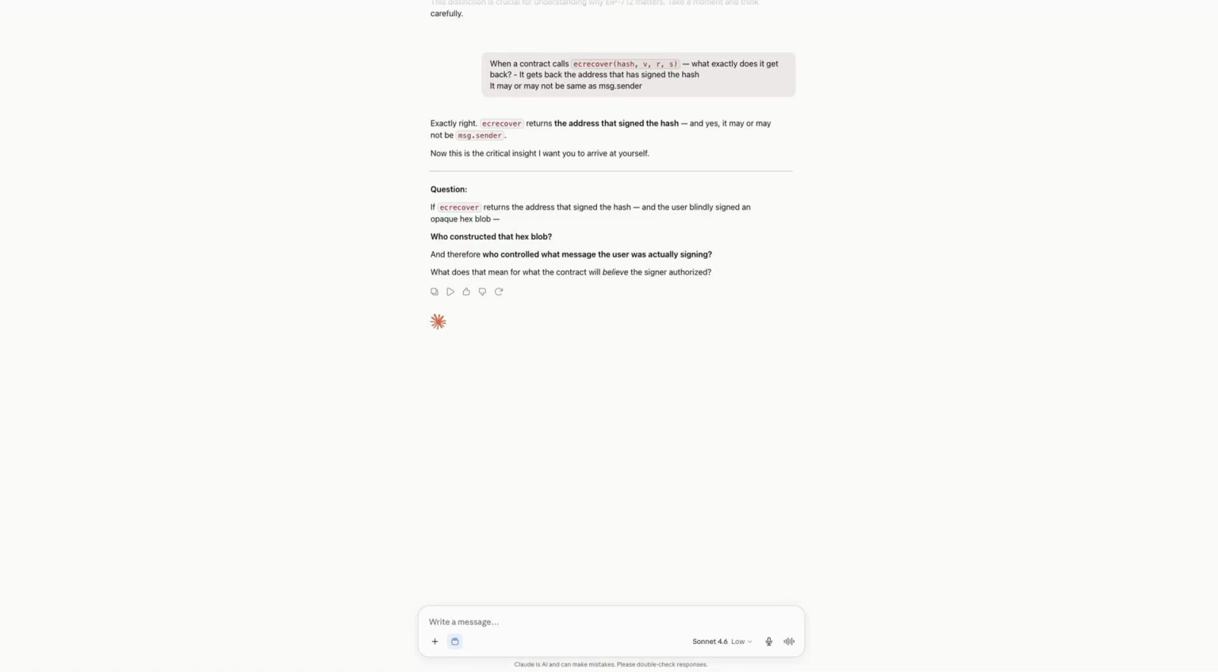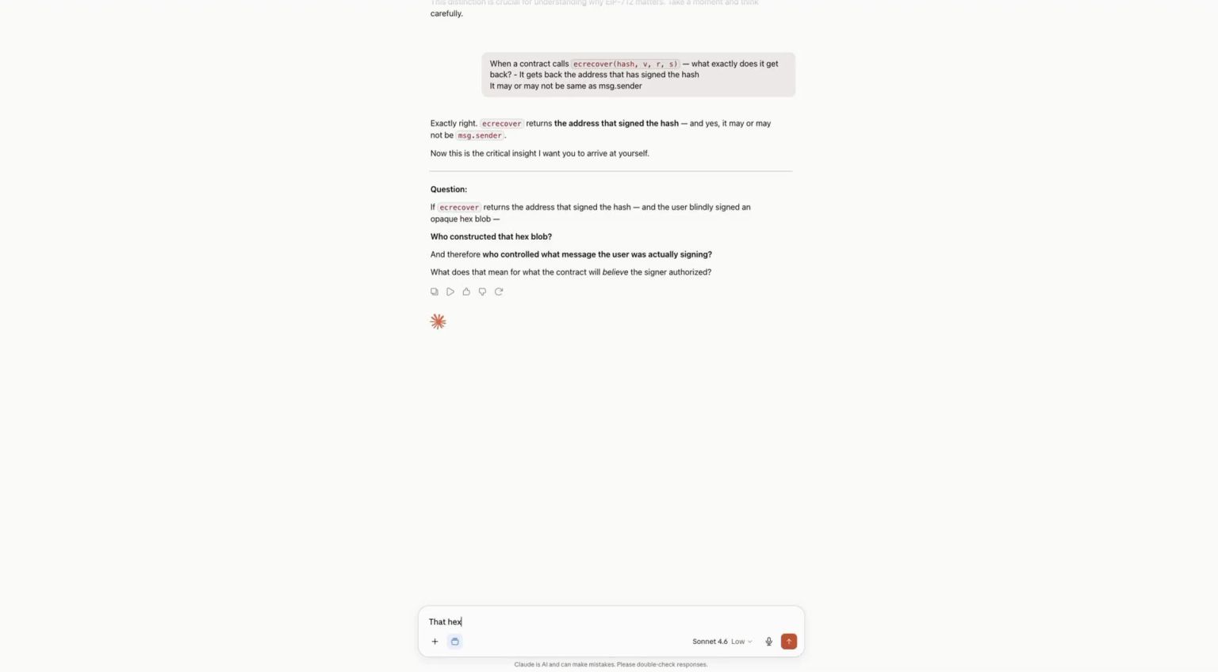Now this is the critical insight I want you to arrive at yourself. Question: if ecrecover returns the address that signed the hash and the user blindly signed an opaque hex blob, who constructed that hex blob? And therefore who controlled what message the user was actually signing? What does that mean for what the contract will believe the signer authorized? And the user blindly signed an opaque hex blob. Who constructed that hex blob?